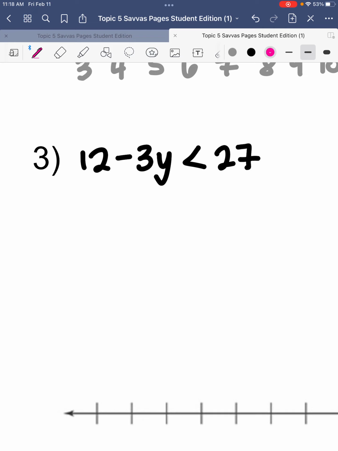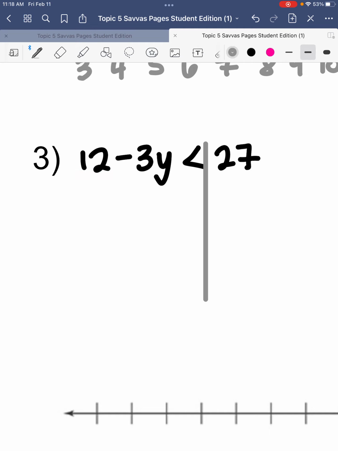I've got 12 minus 3y is less than 27. So let's draw a line through our inequality symbol. And remember, our objective is to get that y by itself. So I need to undo the thing that's farther away. Is this 3 farther away or is this 12 farther away? If you said this 12, you're right. So what kind of 12 is that?